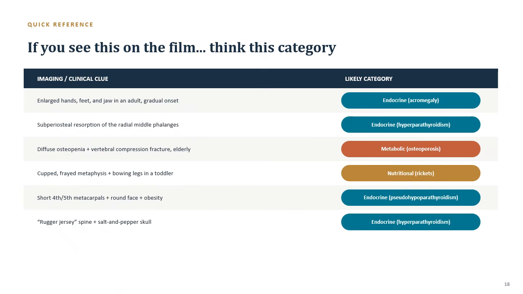The next one, we will see a patient. They have a round face. They might be obese. Typically, they're going to have short fourth and fifth fingers or metacarpals. And that condition is a failure of the endocrine system, and it is called pseudo-hypoparathyroidism. And last but not least, we have what we call a rugged jersey spine with a salt and pepper skull. That is a failure of the endocrine system as well, and that is called hyperparathyroidism. Again, just like the radial middle phalanges that we talked about earlier, both of those are failures of the endocrine system as well.